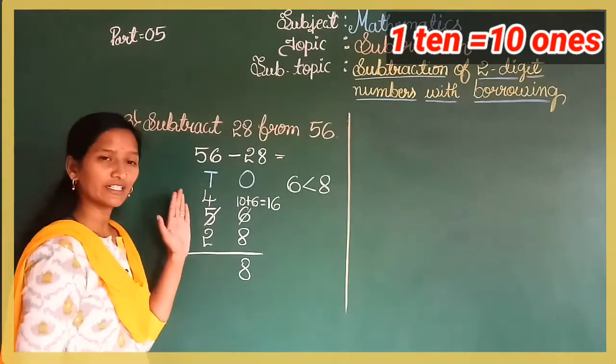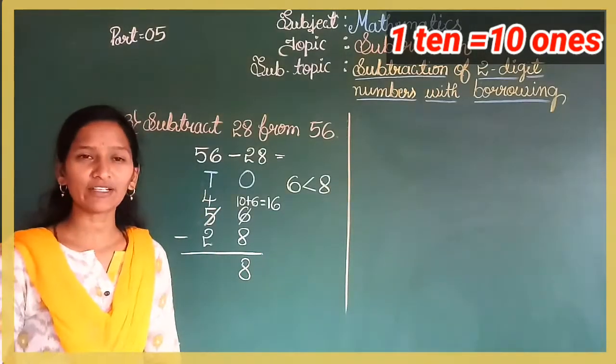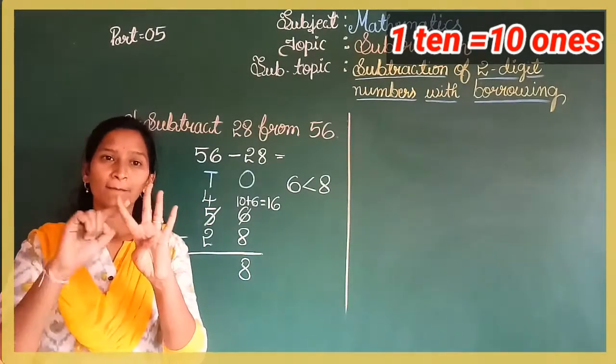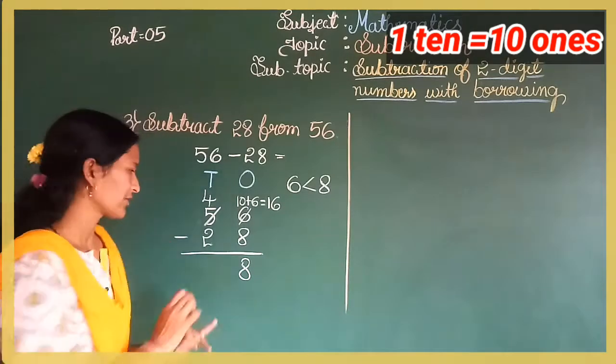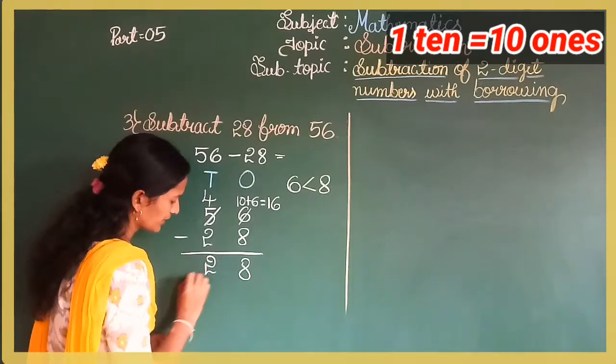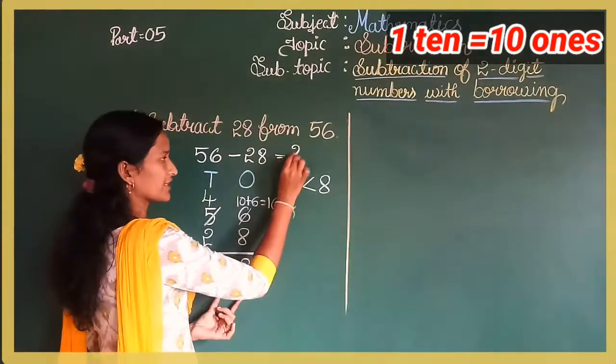So now come to the tens column. It is 4 minus 2. What is 4 minus 2? 4 minus 2 is equal to 2 itself. So write here 2. Yes, what is our difference? 28 is our difference.